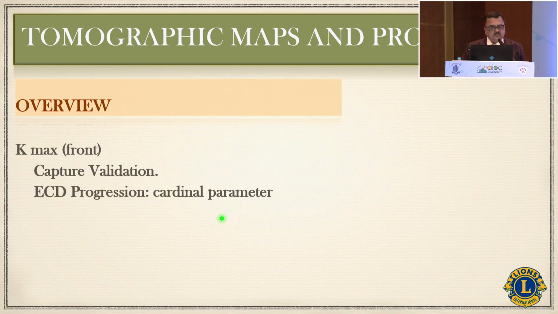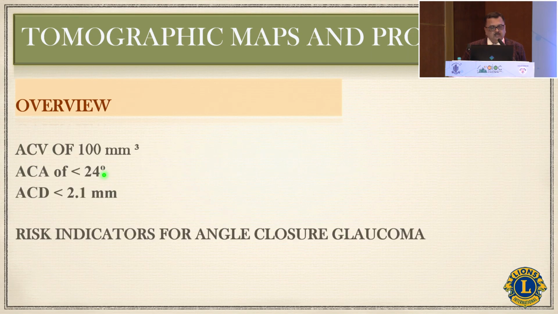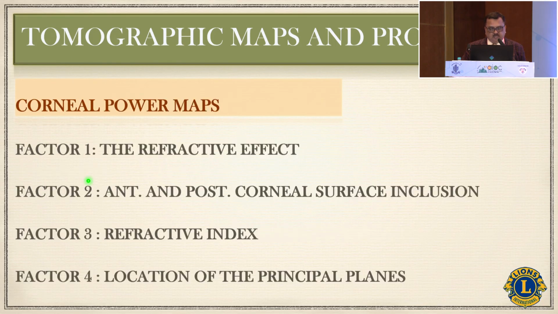Then PS3 system I am not touching today. Keratometric power deviation has been discontinued. Again, the anterior chamber angle, we get it from the Pentacam. Less than 24 is a precursor for angle closure glaucoma.